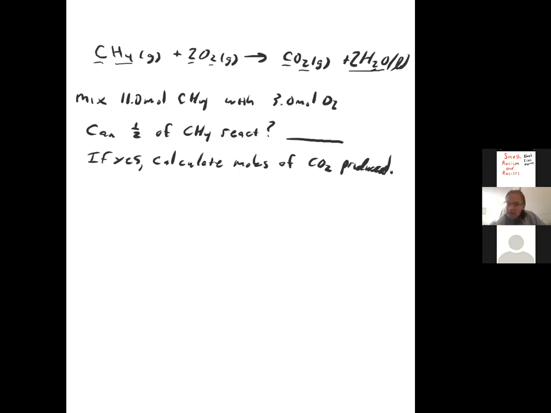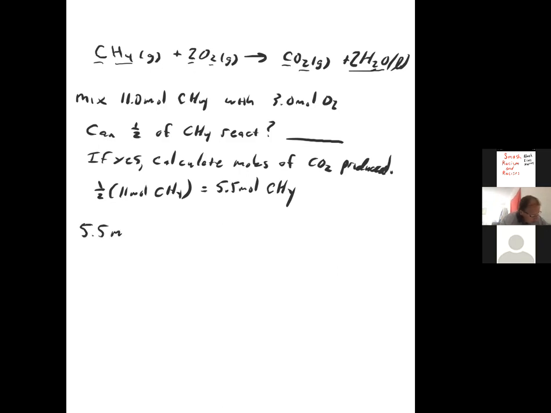So here's a slightly varied way to solve this. Instead of actually calculating 11 moles of CH4, let's do the half. Let's go directly to half. So 1/2 of 11 moles. That's what it says. Can 1/2 of it react. So that'd be 5.5 moles. Okay, now we do what I said, which is calculate the moles of CO2 from each reactant. So let's do the CH4 first.